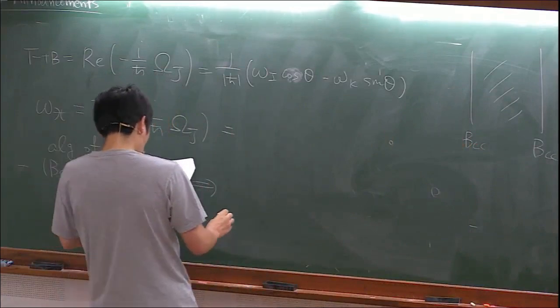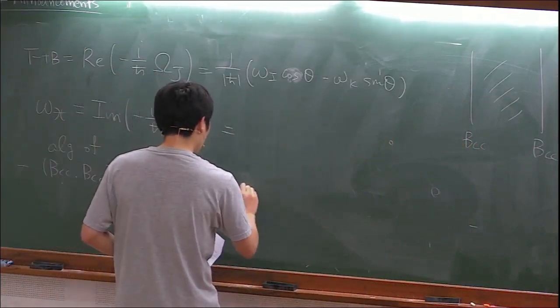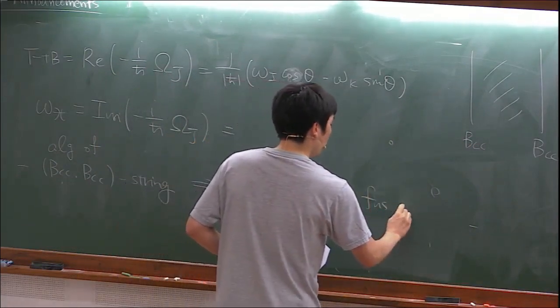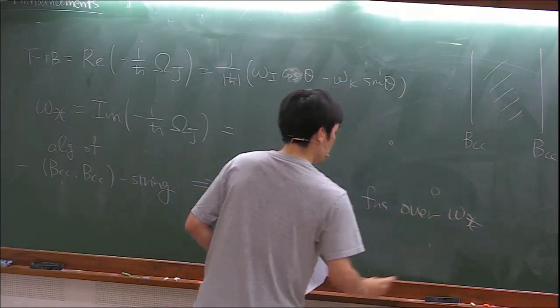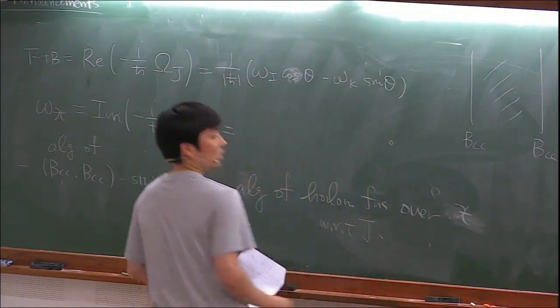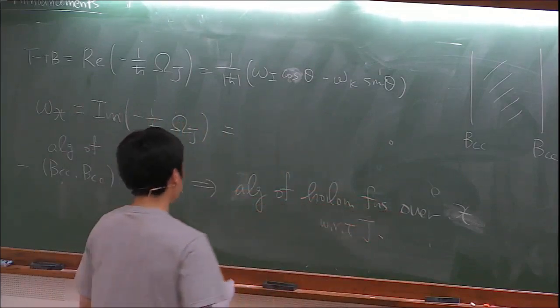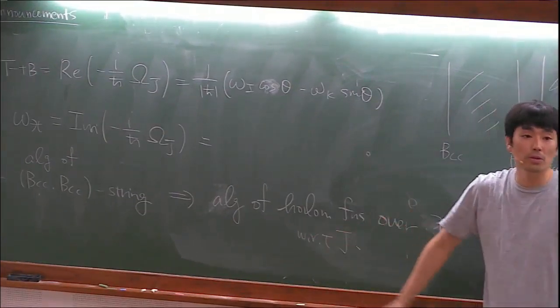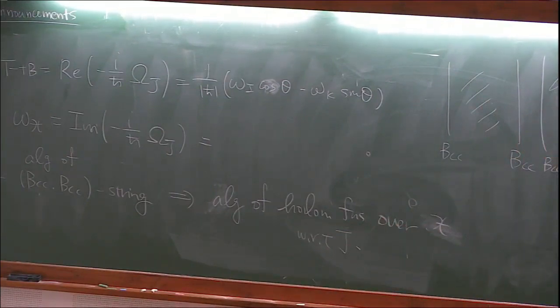BCC strings will give you the algebra of holomorphic functions over X, holomorphic with respect to J, because of that co-isotropic condition. By the way, a bit of a detour: once you turn off F and B, this BCC string will give you the sheaf of differential operators, as Tony tells us. But once you turn on F, you get the holomorphic functions.